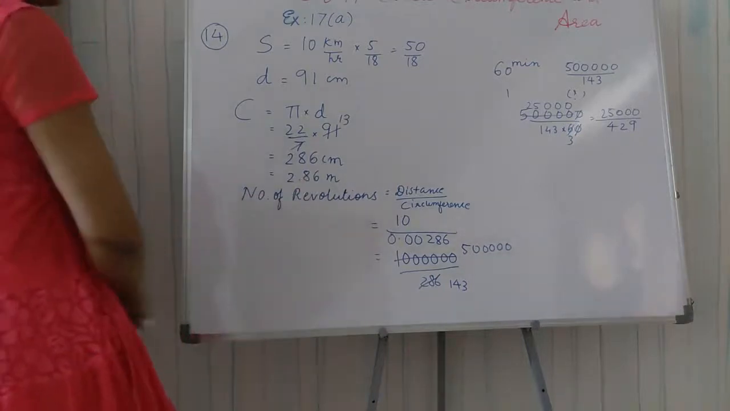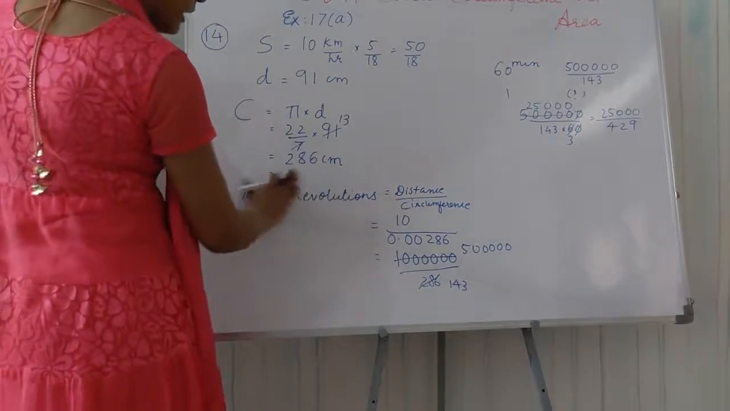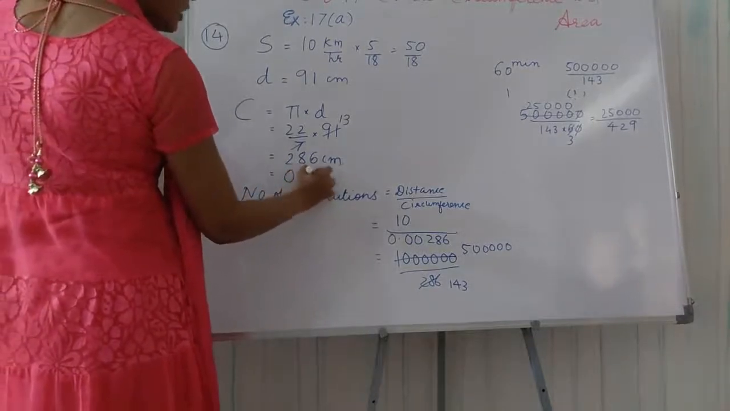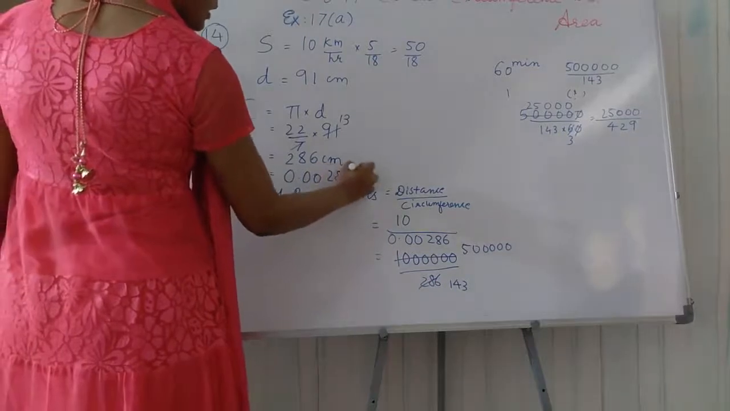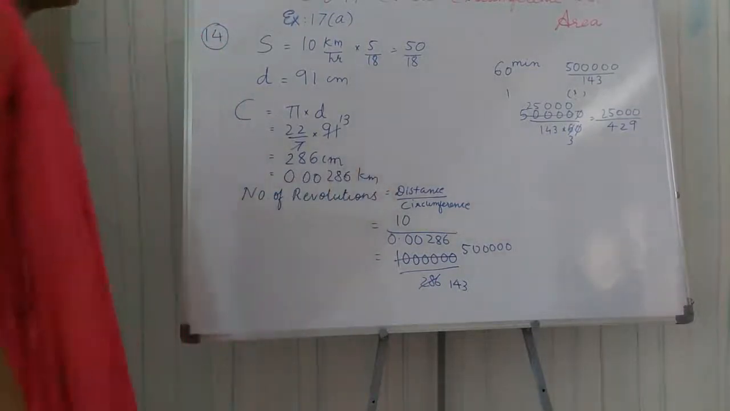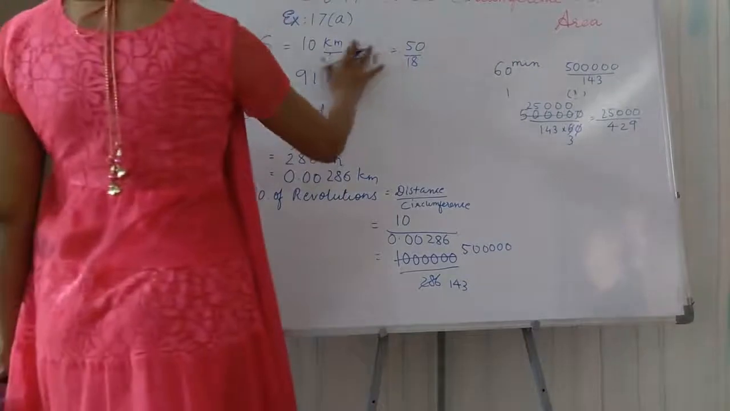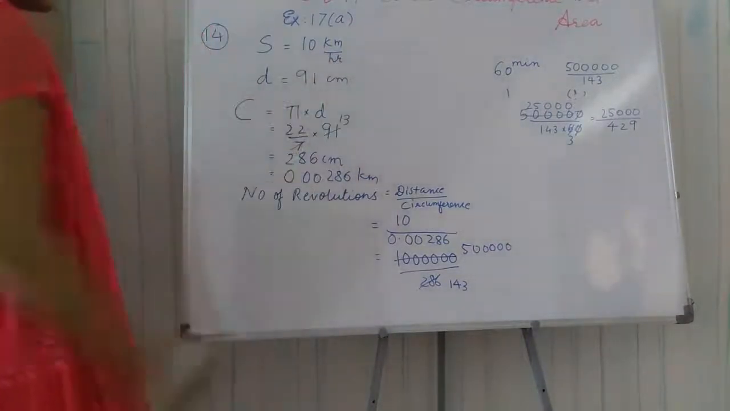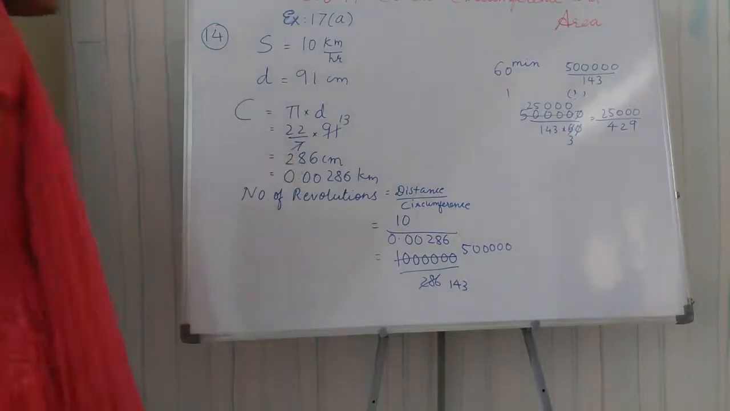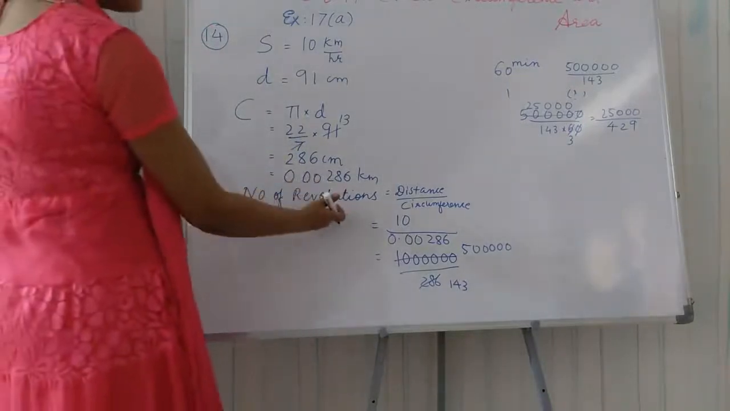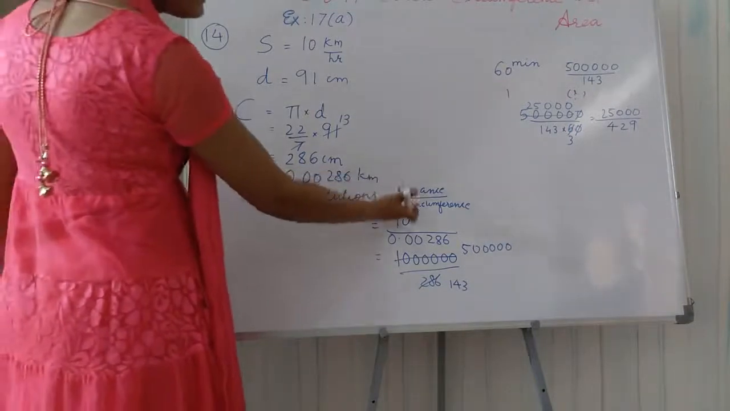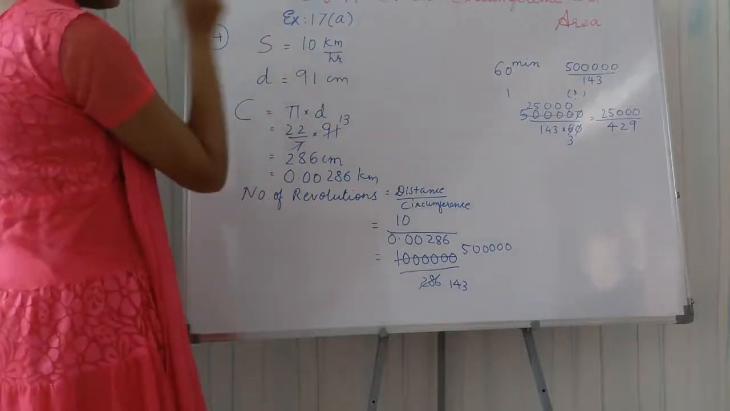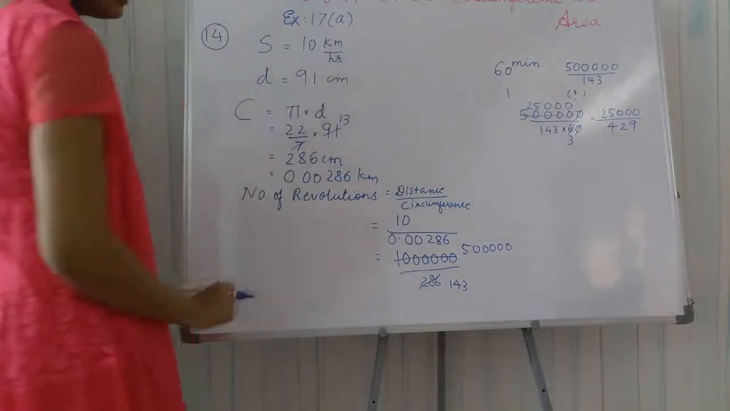Now I would like to convert it into kilometers directly. So dividing it by 1 lakh, I get 0.00286 kilometer. So directly I am converting it into kilometer because we have here our speed in kilometer per hour. So I converted the circumference also into kilometer. Now the number of revolutions we want to find out. So the formula is distance divided by circumference. So distance here is 10 per hour. In 1 hour it covers 10 kilometer distance.